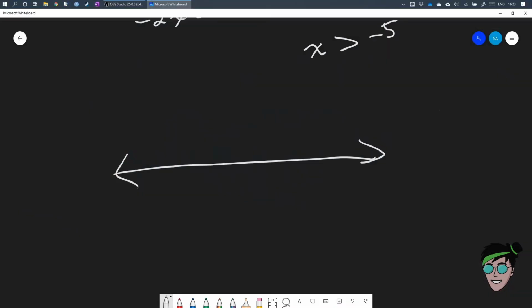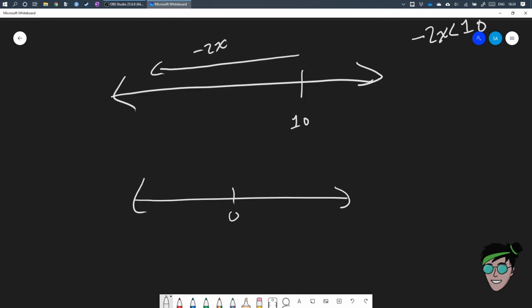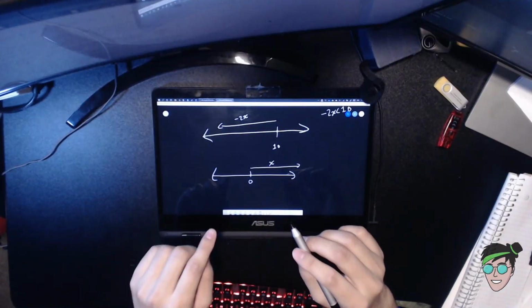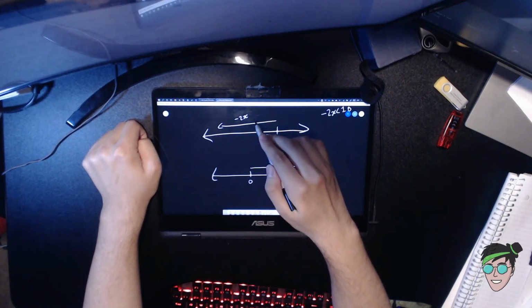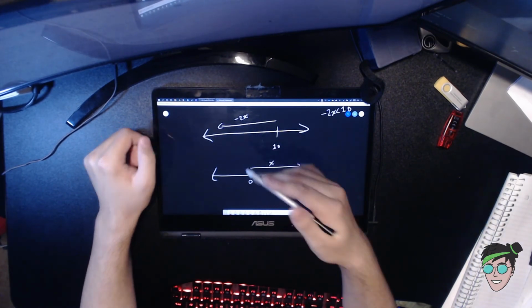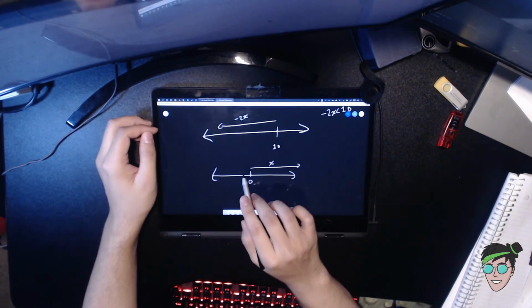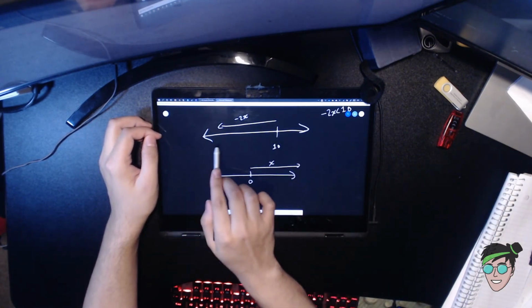In our case, if we say negative 2x is less than 10, we're saying that the number negative 2x is to the left of 10. Now, if we are to consider what x can be, we can automatically know that x can be any number that is positive, because a negative number multiplied by a positive number is a negative number, and any negative number is to the left of 10.